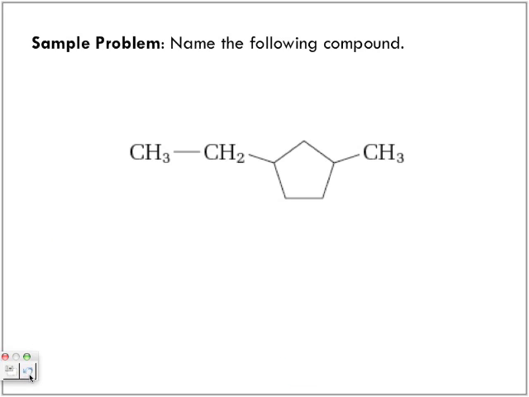So let's look at a couple of sample problems. Name the following compound. So first things first. Remember how we said we always name things based on the longest possible chain. We are going to name this based on the ring. So this ring is a 5-carbon chain. So we know it's part of a pentane group, but because it's cyclical in nature, it's a ring structure, it's a cyclopentane.